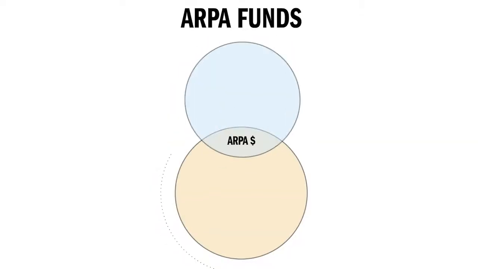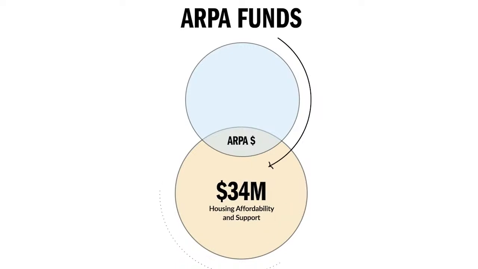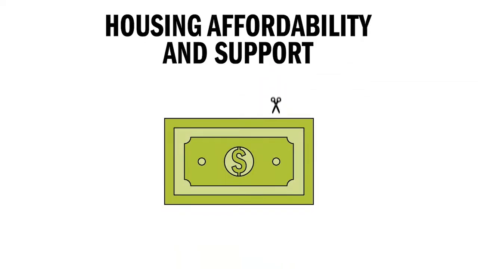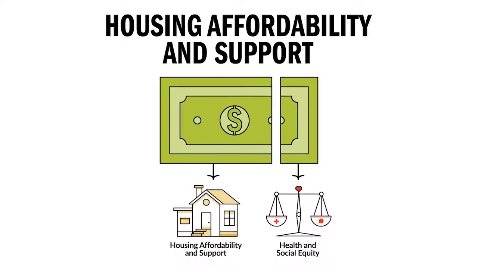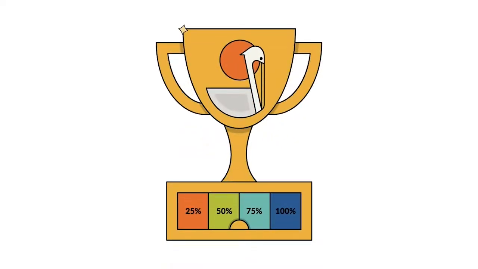So, what happens next? We plan to spend ARPA funds in the following categories: $34 million for housing affordability and support, and $11 million for health and social equity. Here's a closer look at the plan. To address the affordable housing crisis in the city, 75% of the ARPA funds will be allocated to affordable housing and support. The city received the Housing Champion Award from the Florida Housing Coalition, which recognizes the city for dedicating the highest percentage of COVID-19 state and local fiscal recovery funds from the ARPA to affordable housing.